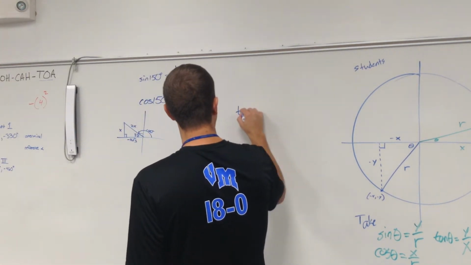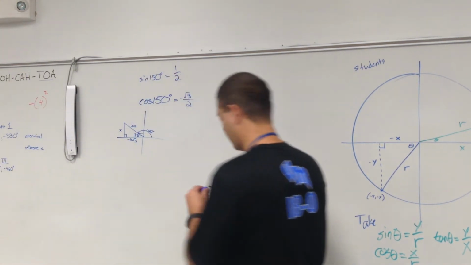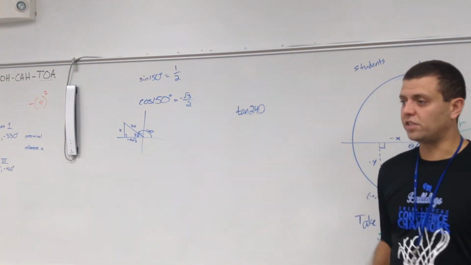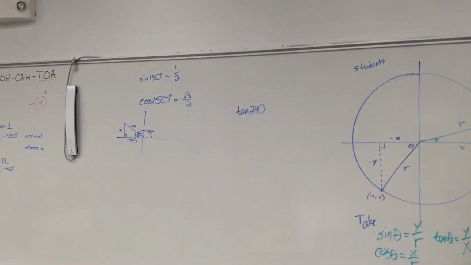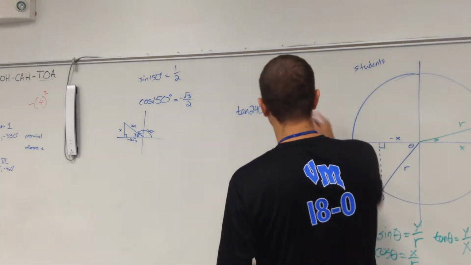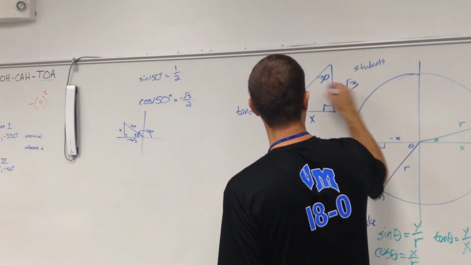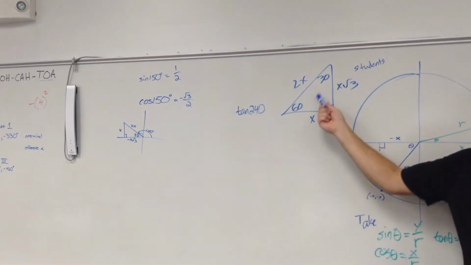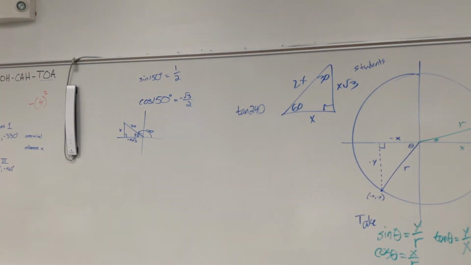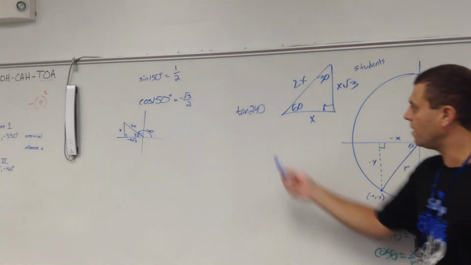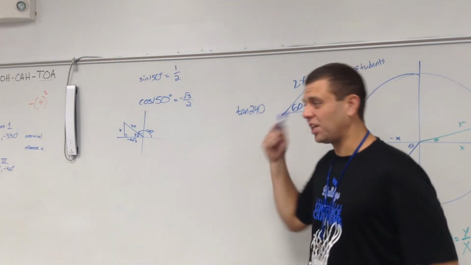Now, here's where I want you to get. Let's say I ask you for tangent of 240. So you think 240, third quadrant. What's my reference angle? 60. Then I think about this picture. What's the tangent of 60? x root 3 over x, which is really just root 3.